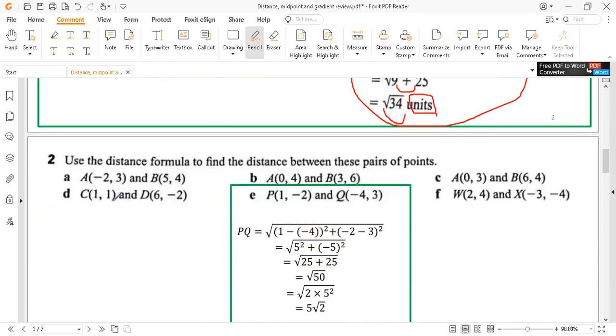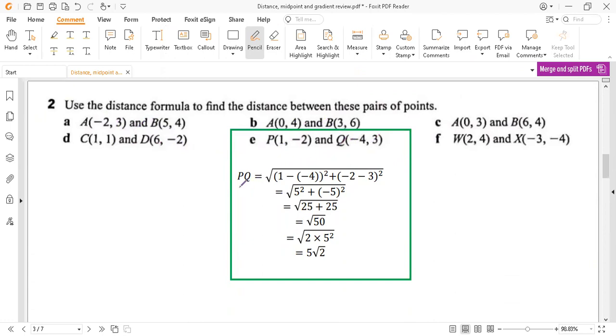In the following exercise, we have different pairs of points, and we are seeking to find the distance between each given pair. In part E, we have the points P and Q, and we are seeking the length between P and Q. We can use the same formula: the square root of the difference, 1 minus minus 4, because the abscissa of the second point is minus 4, all squared, plus minus 2 minus 3 squared.